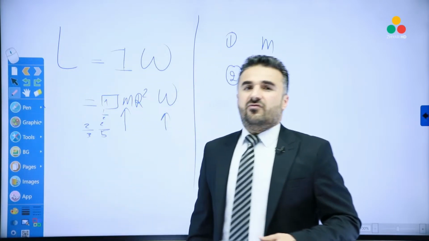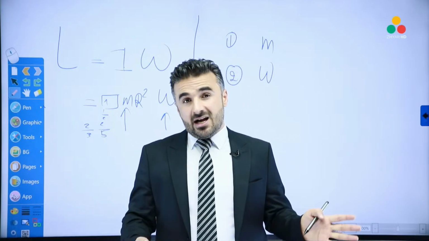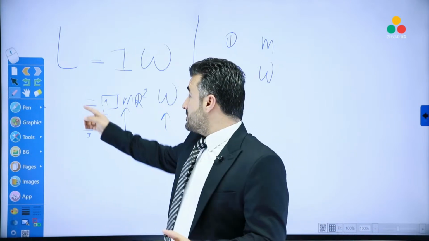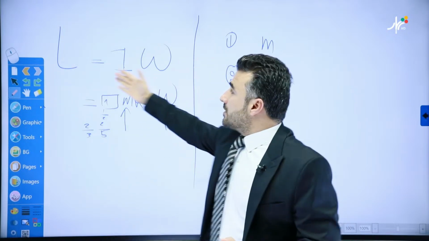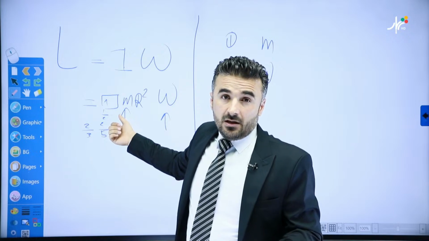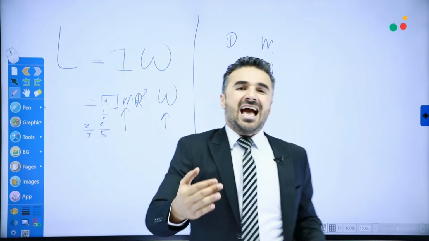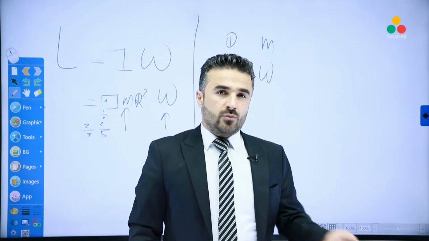So yes, it is very possible for two objects, even with the same speed and mass, to have a different angular momentum. And the reason why? Because the angular momentum depends on the moment of inertia, not just the mass, yeah? So when will two objects have the same angular momentum?